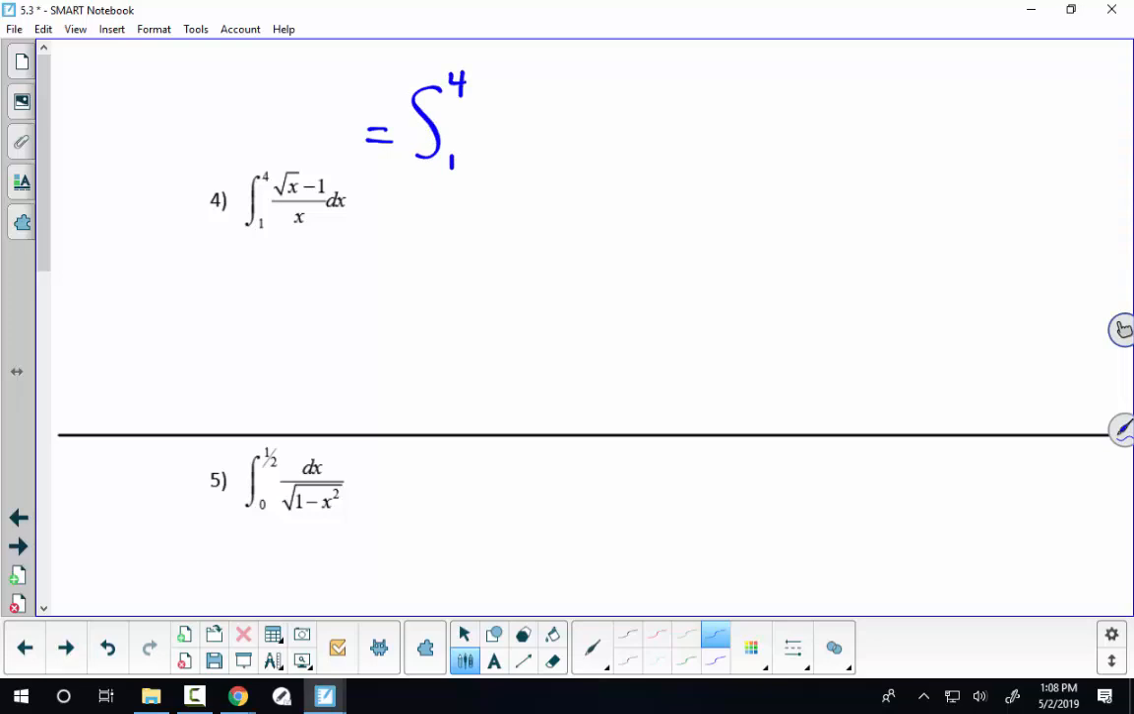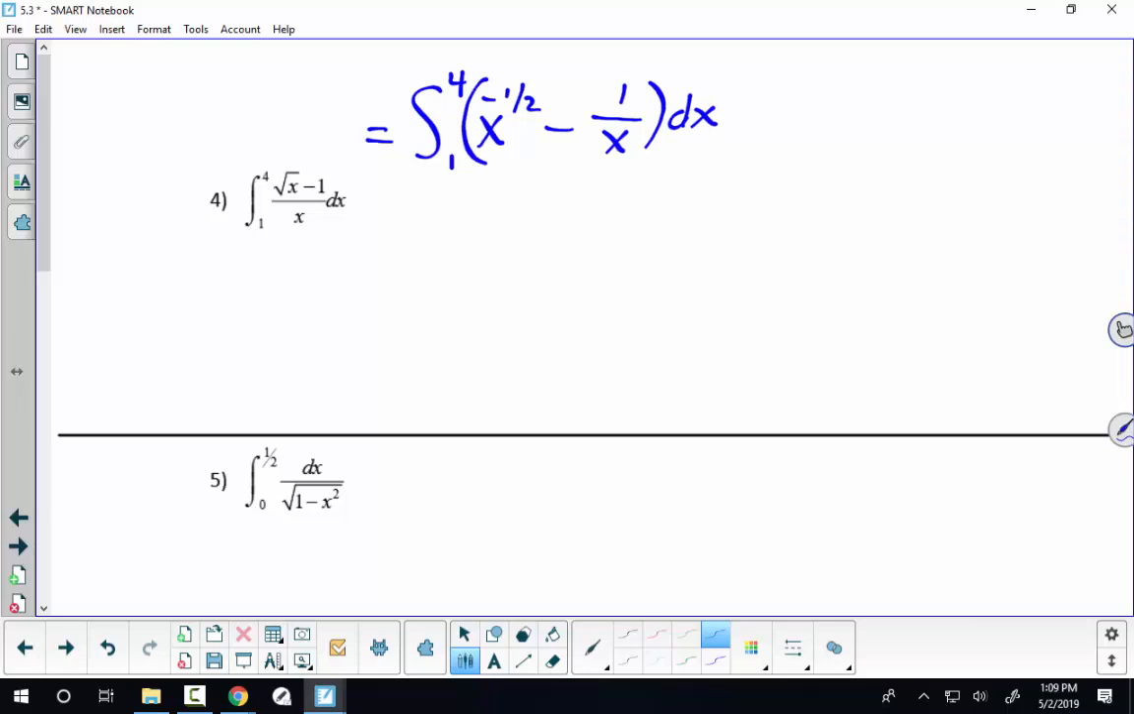That means we're just going to divide square root of x by x and negative 1 by x to separate that out. So what's the square root of x divided by x? 1 over the square root of x, or x to the negative 1/2. And then minus the 1 over x. So we have to simplify that first.